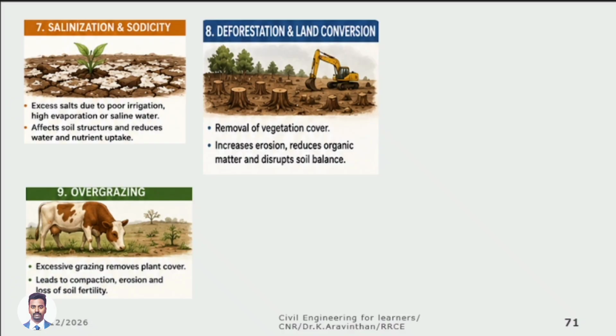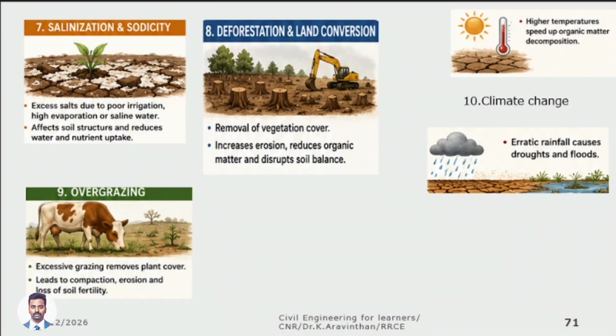Removal of plants, then the soil will become degraded. Overgrazing: cows, goats, these animals graze the soil and move on. That will also cause degradation. And the last one is climate change. Too much high temperature will make the soil waterlogged.